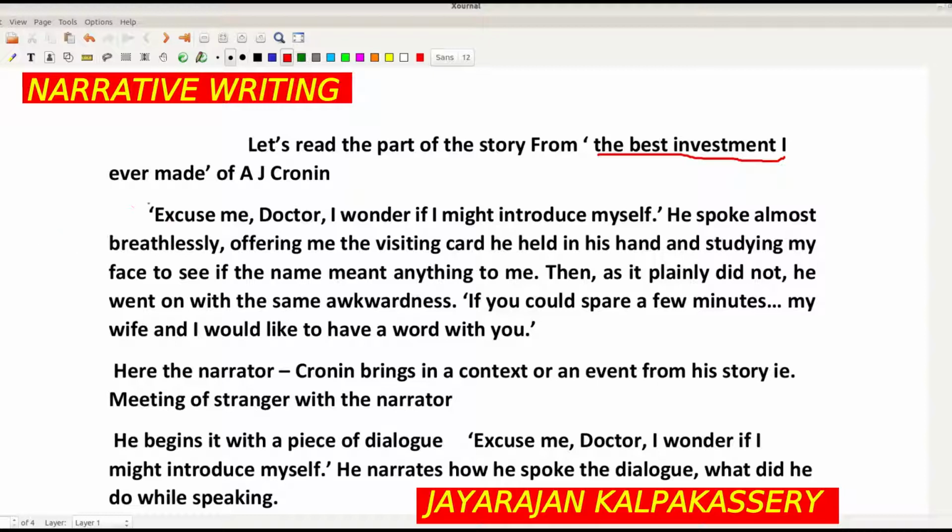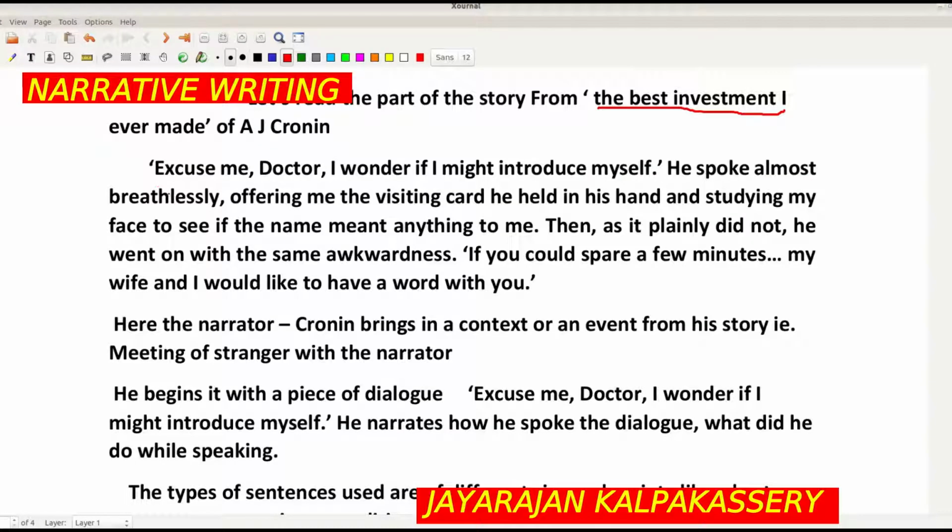Hope you all know this is a part of the story. Here the narrator, A. J. Cronin, brings in a context or an event from his story. That is, the meeting of a stranger with the narrator. That is the event. How is that event presented here? He begins that event with a dialogue. Excuse me, doctor, I wonder if I might introduce myself. That way he started. It is not a statement, it is a piece of dialogue.